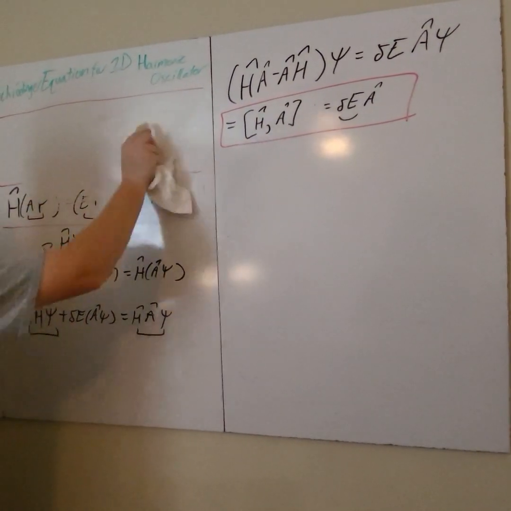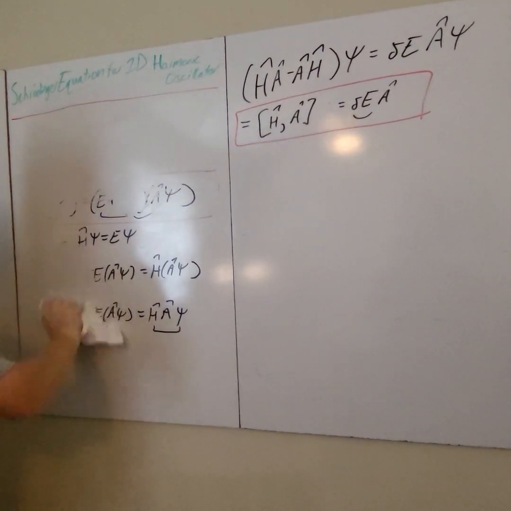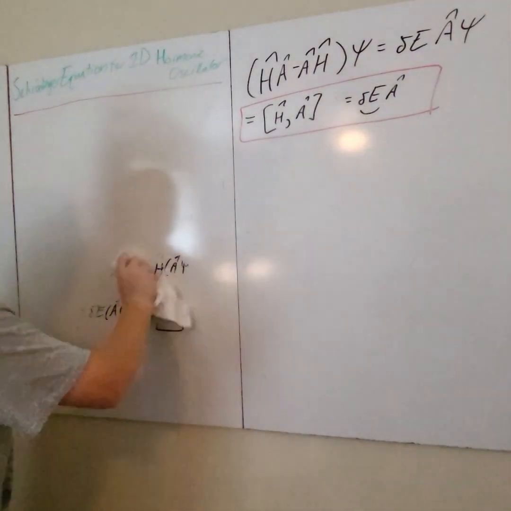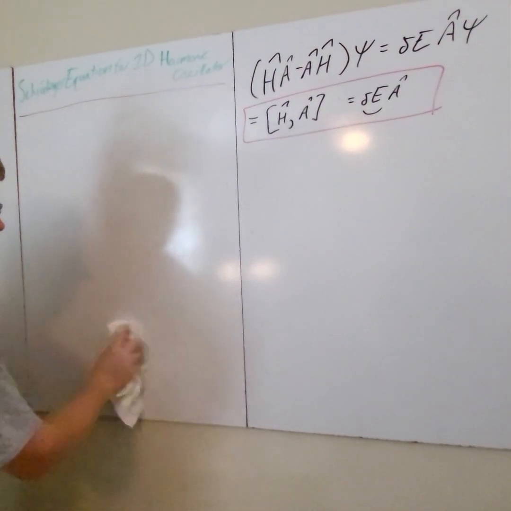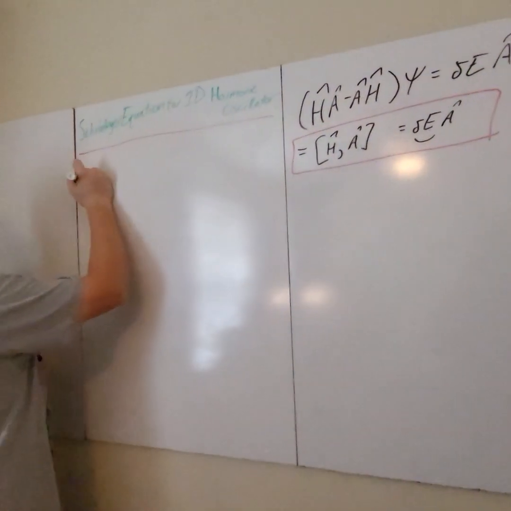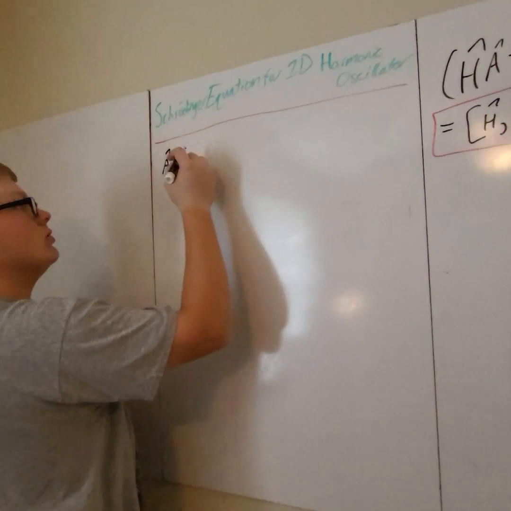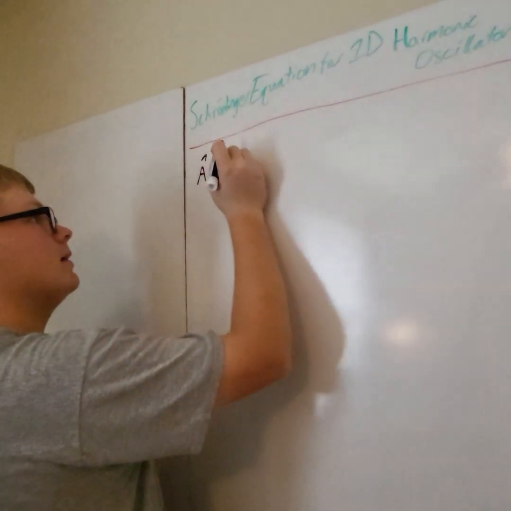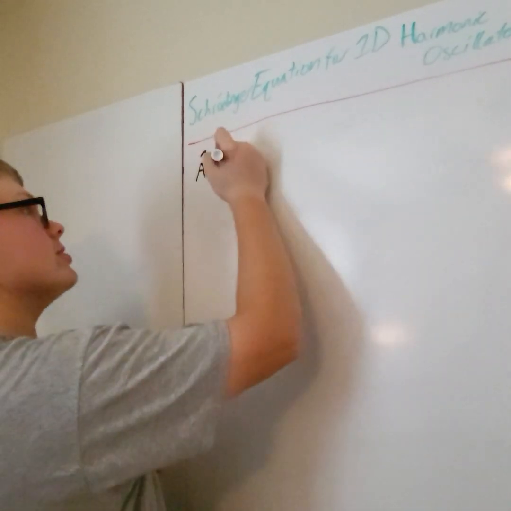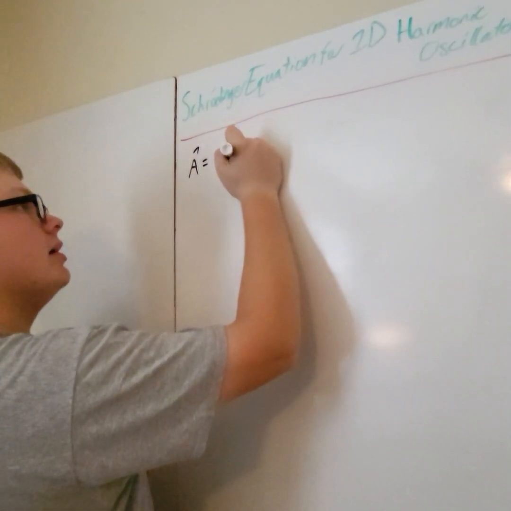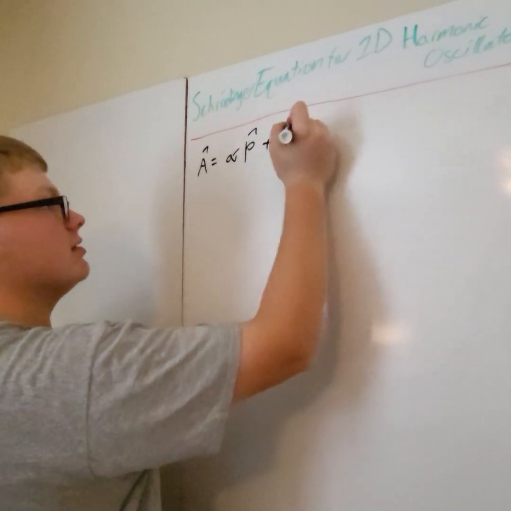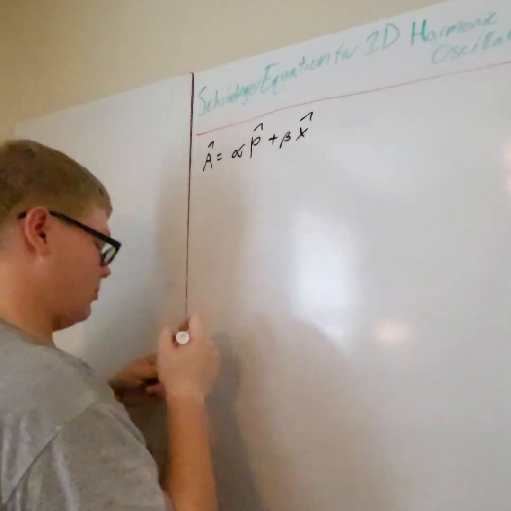So I'm going to use that. We're going to make an assumption here, and it turns out to work pretty well, a pretty lucky one. But suppose this A hat is equal to some combination of the position and the momentum operators. So alpha times the momentum operator plus beta, these are just little constants, times the position operator.